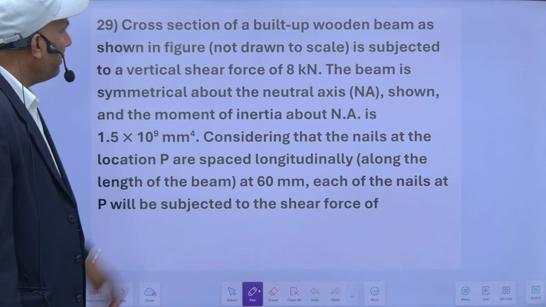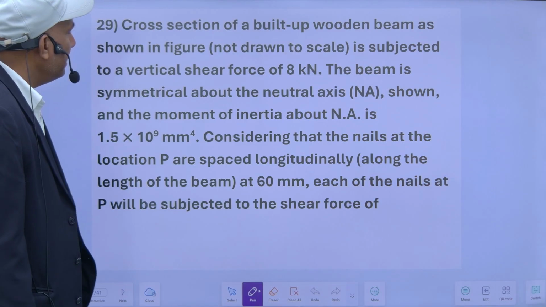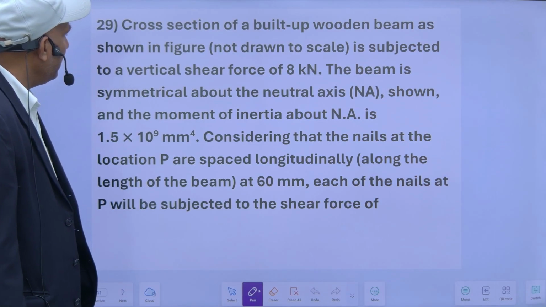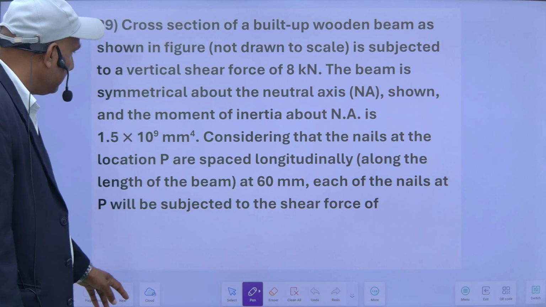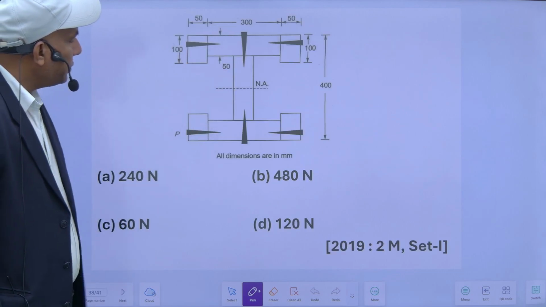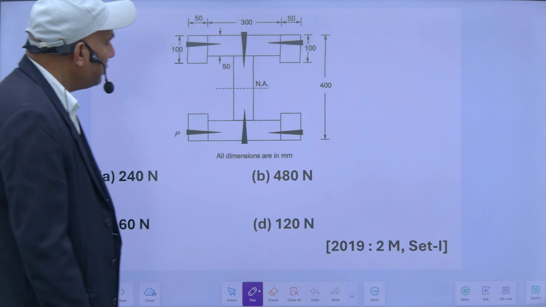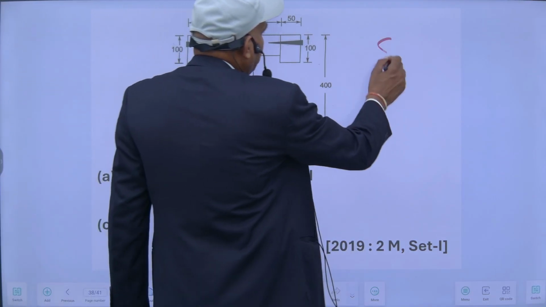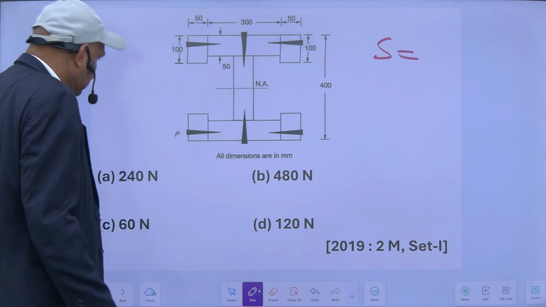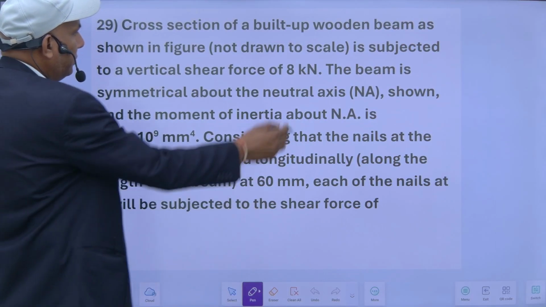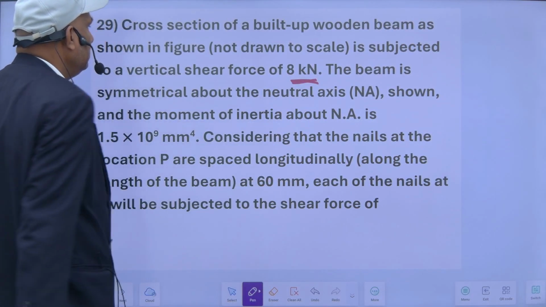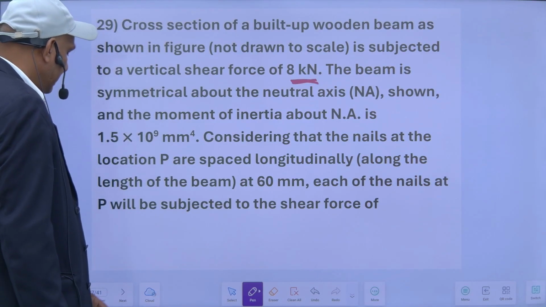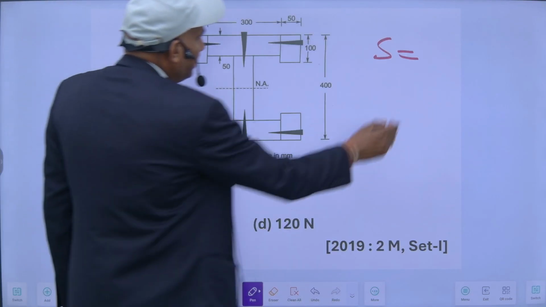The cross section of a built up wooden beam, as shown in the figure not drawn to scale, is subjected to a vertical shear force of 8 kilonewton. So these are the cross sections. The vertical shear force here is 8 kilonewton.